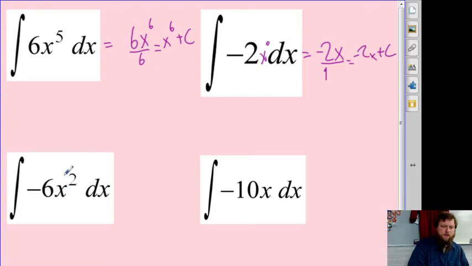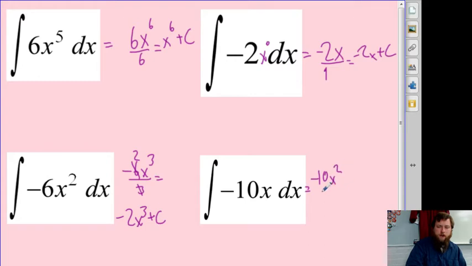Next one over here, I'm going to go negative 6x to the third power and divide by 3. And these 6 and 3 are going to reduce. So it's going to be negative 2x cubed plus c. And for the integral of negative 10x, you're going to get negative 10x squared over 2, which reduces and becomes, right down here, negative 5x squared plus c.